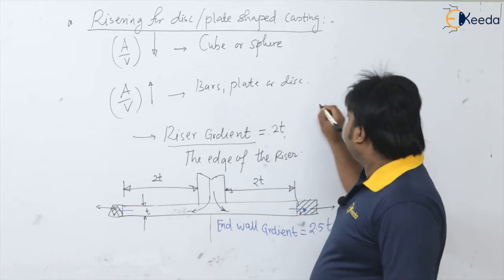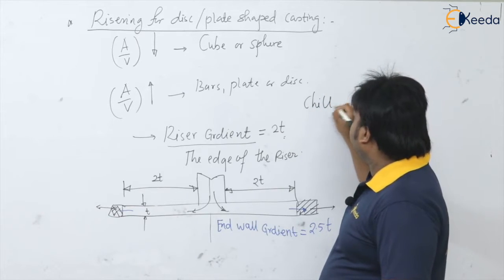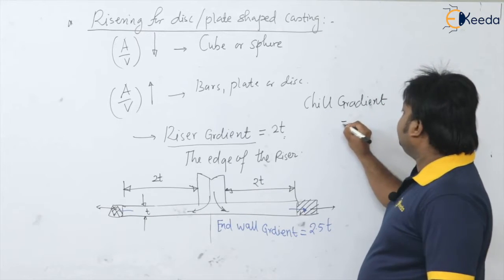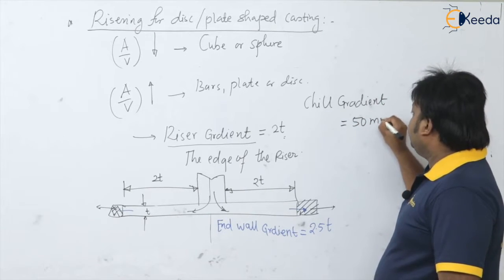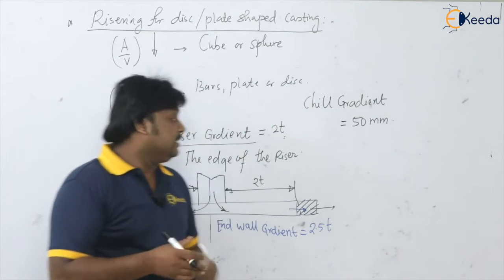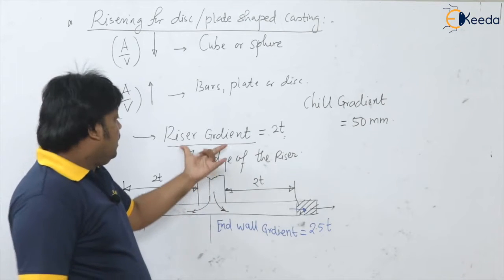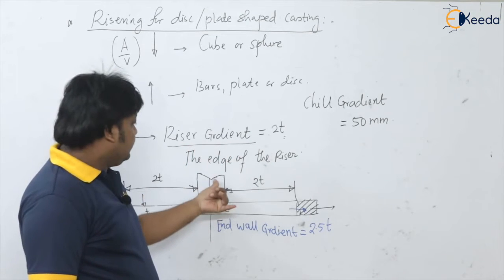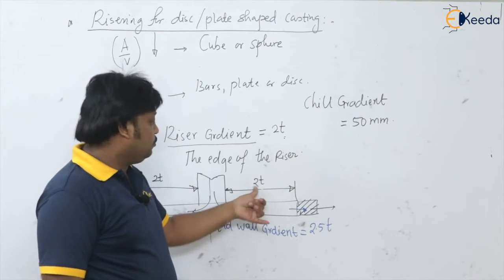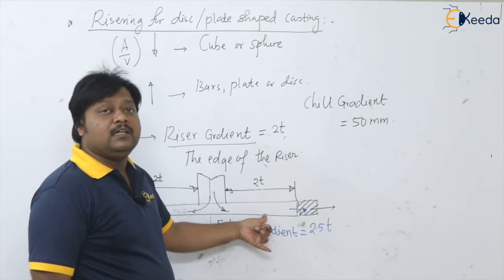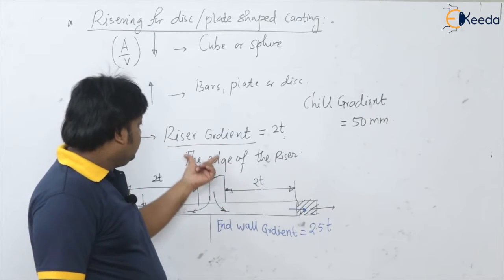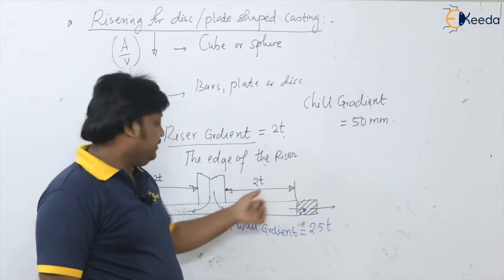So here please remember, what is the chill gradient? The chill gradient is equal to 50 millimeter. So here we have seen the three gradients. How much distance does a riser feed? 2t, 2 times the thickness of the plate or disc. Okay, now here the riser gradient is 2t.